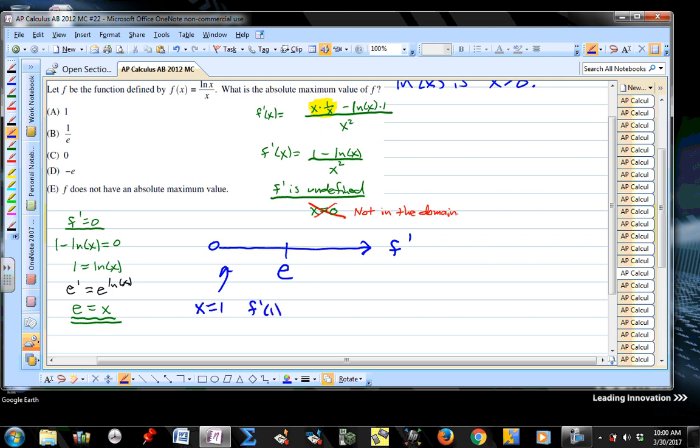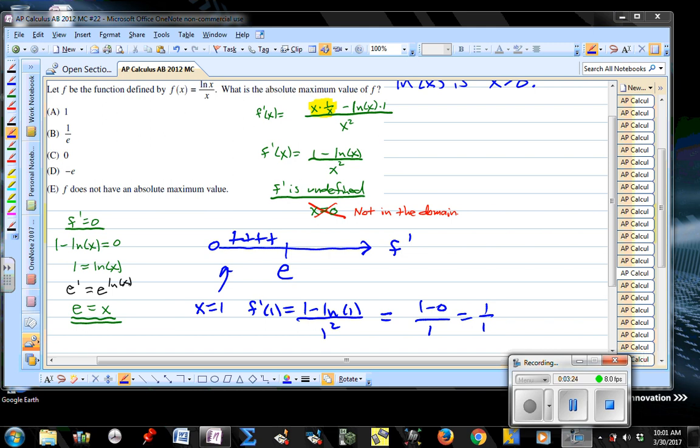Then f prime of 1 is going to be 1 minus natural log of 1 all over 1 squared. The natural log of 1 is 0, and 1 squared is 1. So f prime of 1 is just 1, positive 1. So we know f prime is positive in this first region. Now I'm going to make some more space.